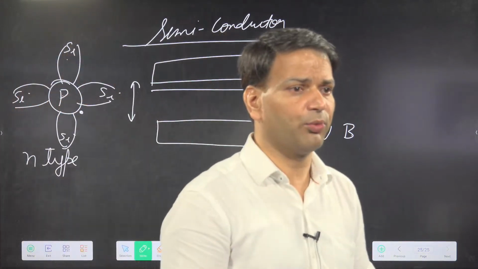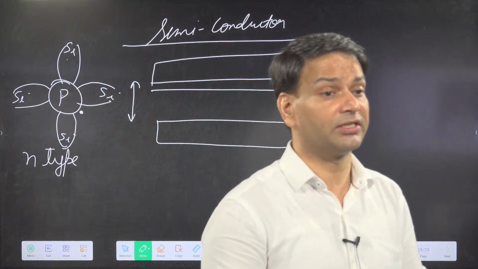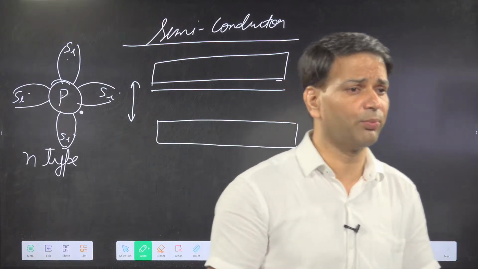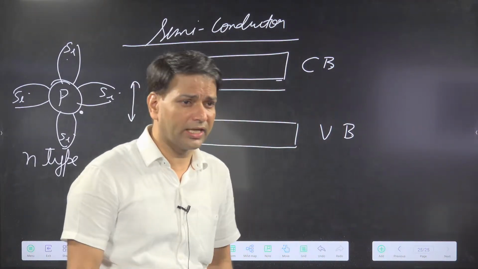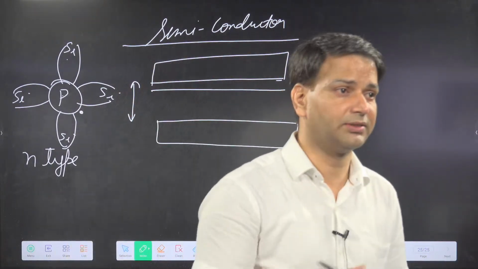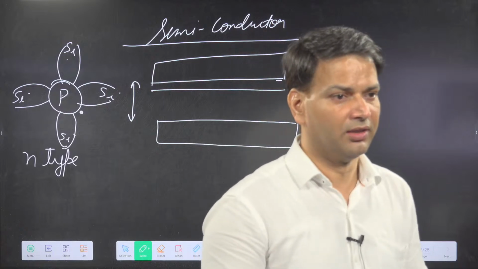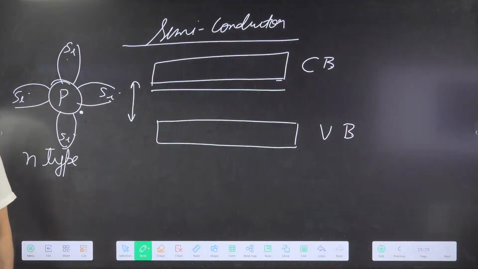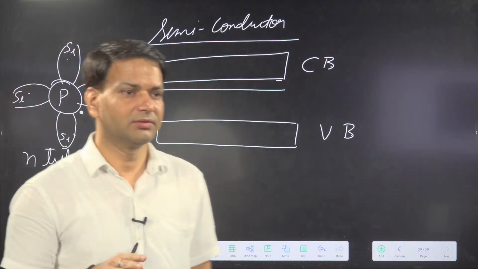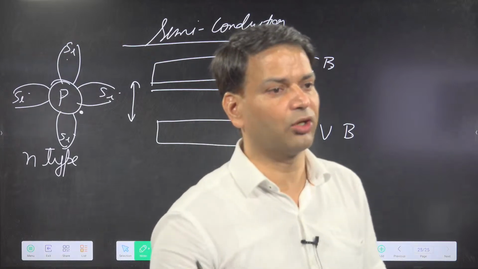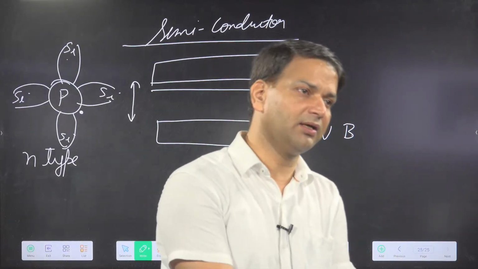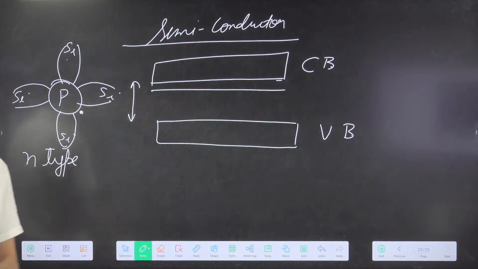Shyam, what you are saying, 0.7 for silicon and 0.3 for germanium, that is the barrier potential. Okay, I am talking about the forbidden gap. Understood or not? 0.7 and 0.3, or 0.2 basically in the NCERT they have written 0.2. That is the barrier potential. I am talking about the forbidden gap.